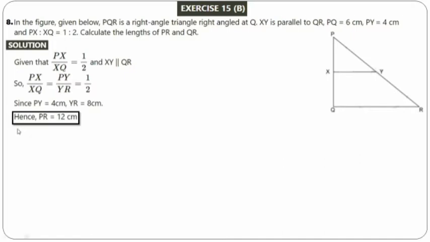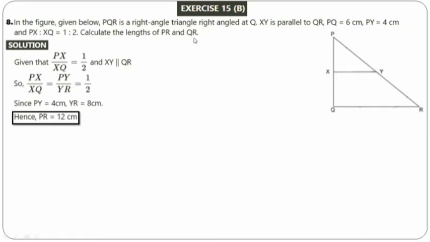So that's how we got our first answer. They are asking us to find PR. So PR is PY plus YR. PY is 4, YR is 8. So add them, you get PR to be 12 centimeter. So my first answer is 12 centimeter.